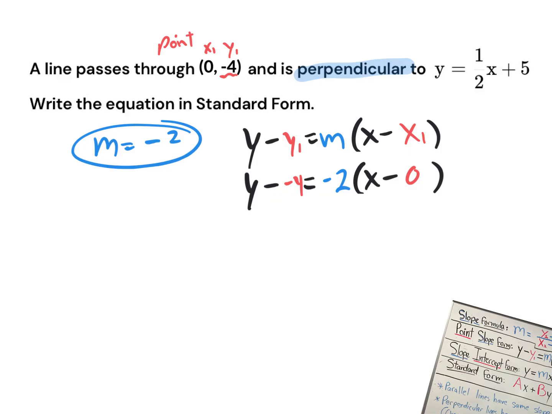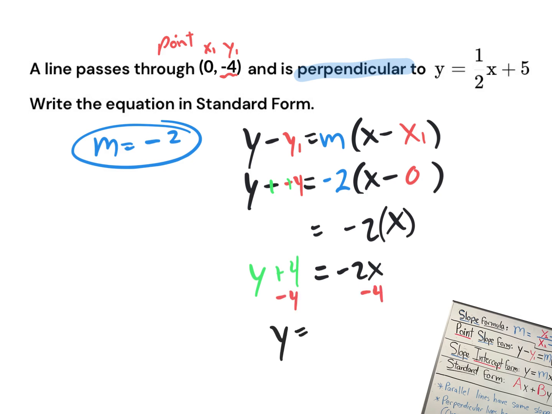So they want this in standard form. So you could distribute or not distribute: x minus 0 is technically just x, right? And of course, you still have to multiply it by -2. So -2 times x is simply -2x. And then over here, you have a plus 4. So you really have y plus 4, but you don't want that plus 4. So you subtract 4, and there it is in slope intercept form: y equals -2x minus 4.